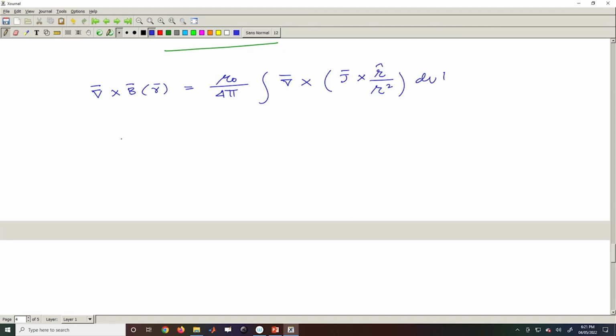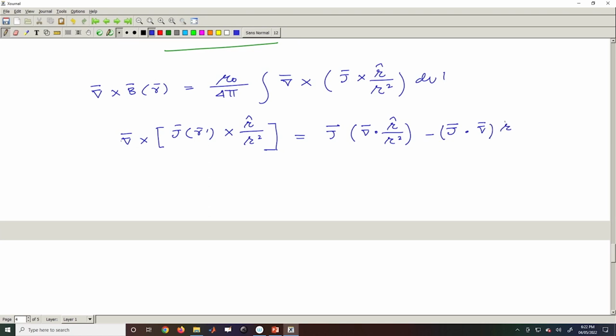Now again I need to use the vector identity, curl of J, which is a function of r prime, cross r divided by r square. So it is J, and then I have divergence over r divided by r square, and minus J dot this, and that should be operating over r divided by r square. Please note these vector identities.